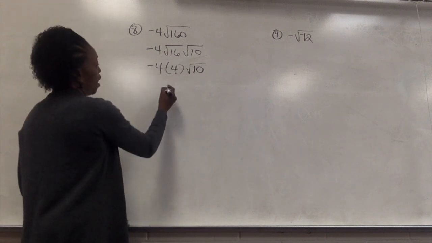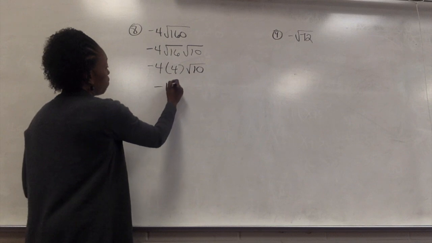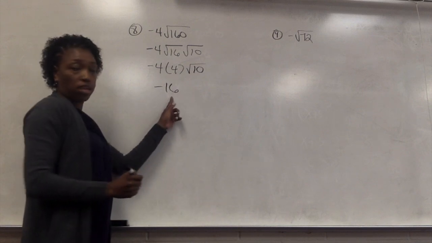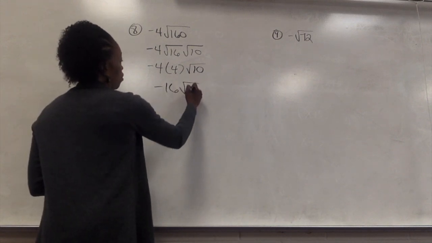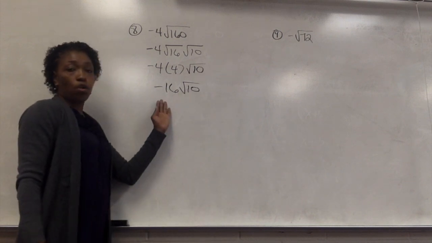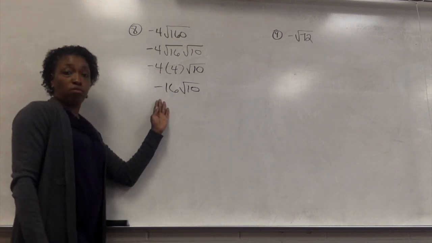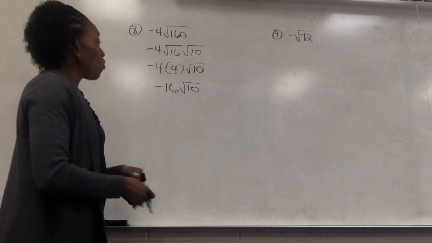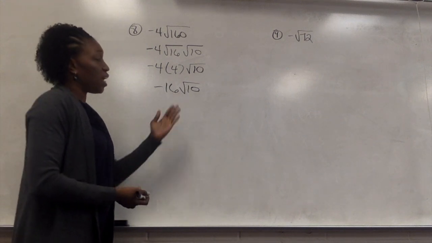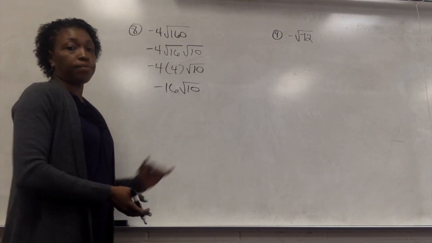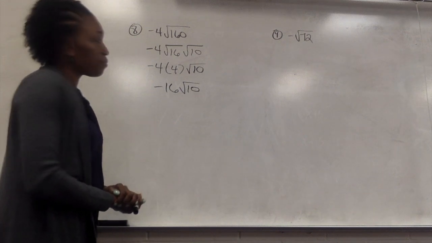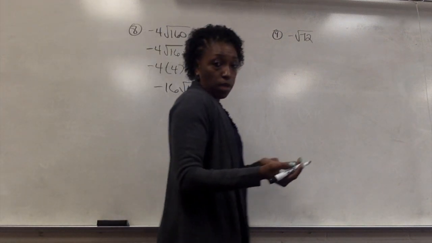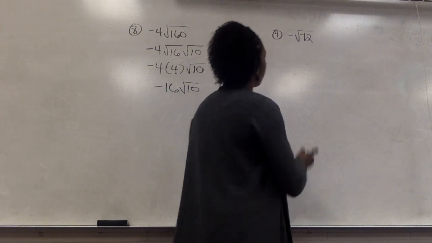Now I can simplify. Negative 4 times 4 is negative 16, square root of 10. You also have your coefficient in front of the radical, just like we do with variables. Always have your number in front. And this is now simplified. Let's look at number 9. Once again, you want to think about perfect squares.